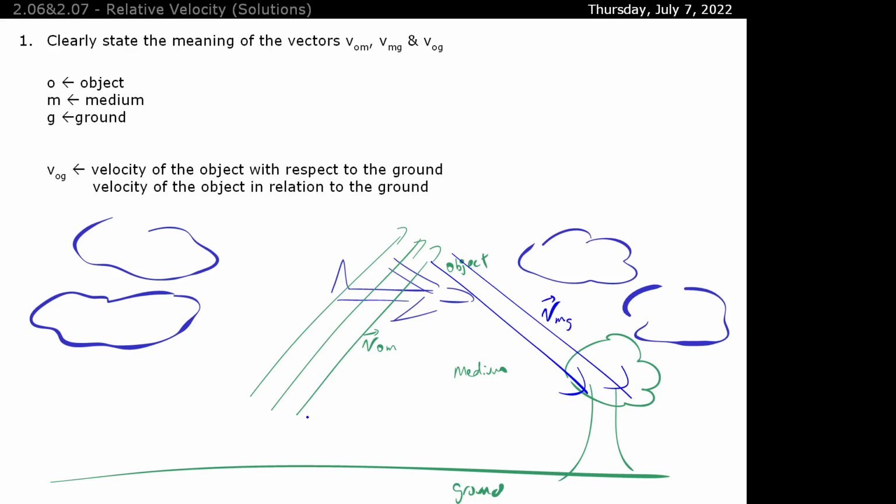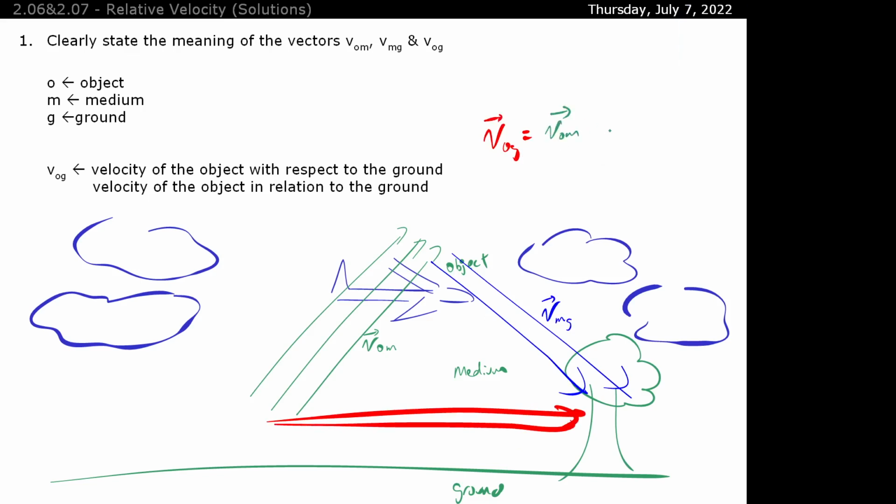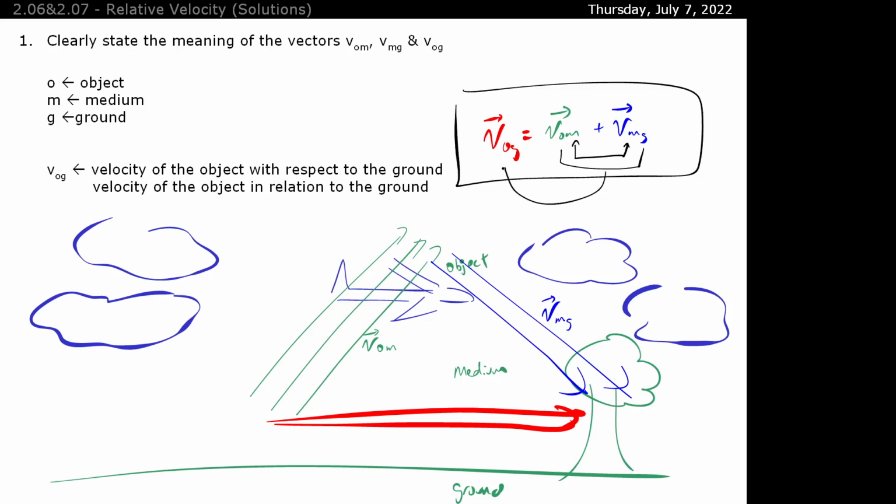So if at the end of the day we want to figure out what the end result vector is, so VOG, then we need to add VOM plus VMG. And as a reminder, you know that you're setting up this equation properly when adjacent subscript letters are the same, and whatever that's left over describes the resultant vector. That's how you know you set it up properly.